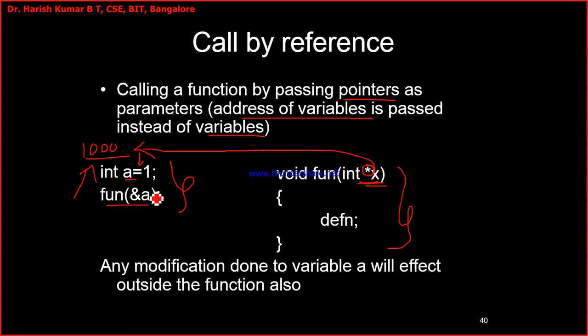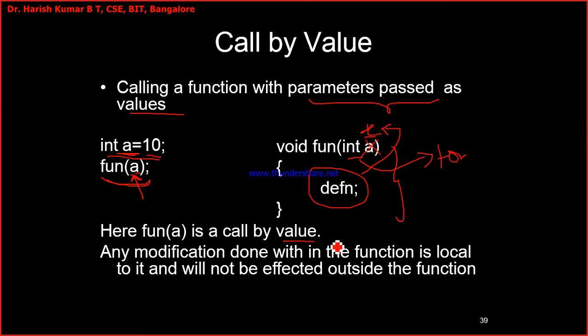But this will not happen here. This is not going to happen in call by value, because this is a totally different variable. The entire value gets copied to this, and any update you do will remain in what? A. And you have something called local scope and global scope also.